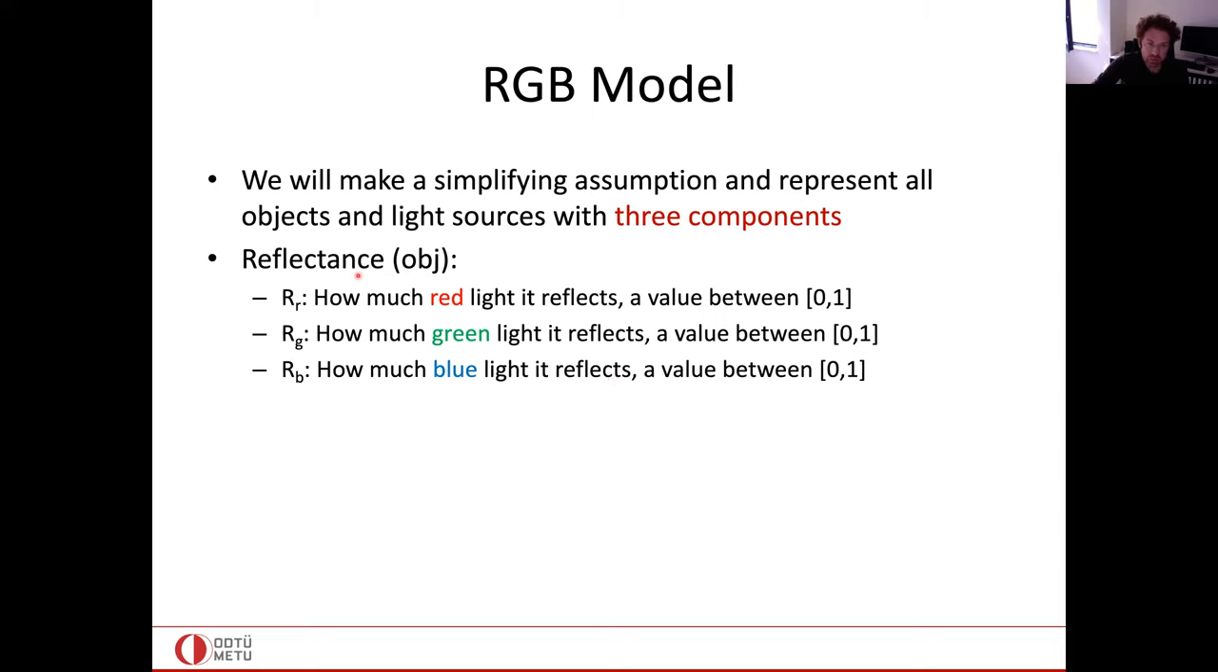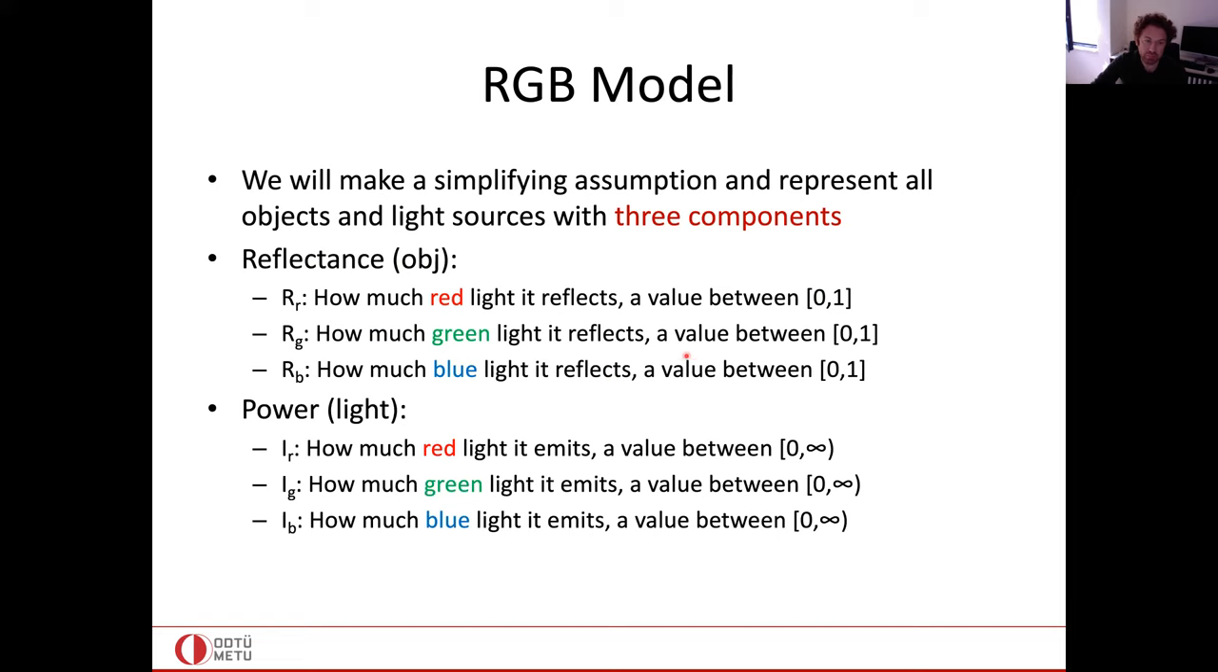So it considers reflectance of an object. So how much red light a given object reflects. Zero means no reflection at all, and one means it completely reflects all the red light it receives. Similarly for the other channels, green and blue. And power also is different. Every color is different than another color. So every color has this power of red component, green component, and blue component.